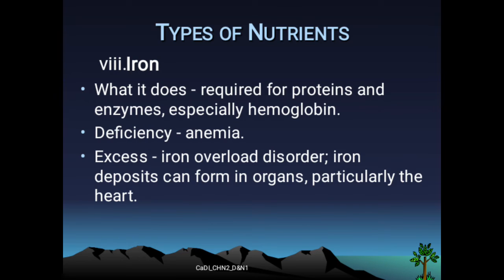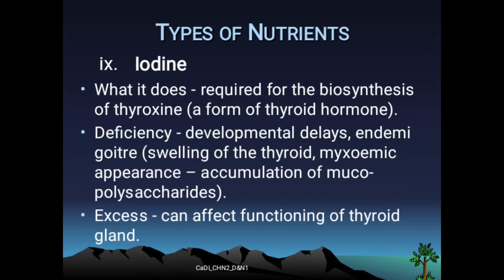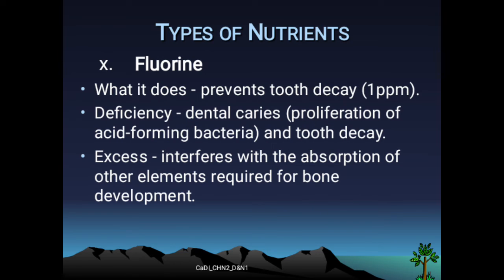Iron is required for proteins and enzymes, especially hemoglobin. Its deficiency causes anemia. When taken in excess, it causes iron overload disorder. Iron deposits can form in organs, particularly the heart. Iodine is required for the biosynthesis of thyroxine, a form of thyroid hormone. Deficiency causes developmental delays and endemic goiter, and in excess it can affect the functioning of the thyroid gland.